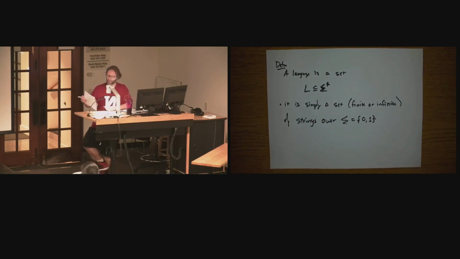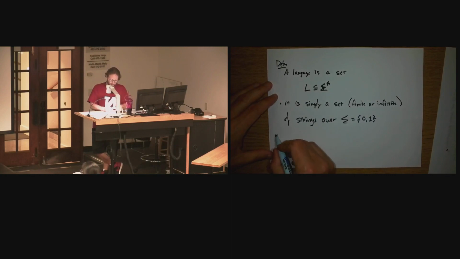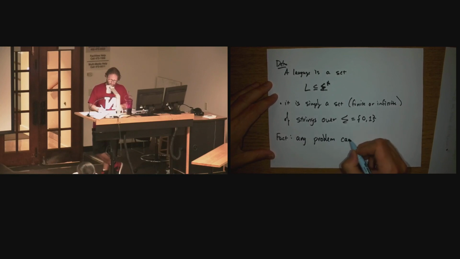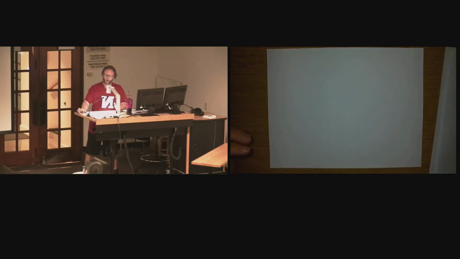Now, why does that help us with this problem right here? Turing machines decide languages. Okay? So, fact. Any problem can be encoded as a language. Right? Any problem. It doesn't matter what the problem is. It doesn't matter that the problem is about graphs. It doesn't matter that the problem is about numbers. It doesn't matter that the problem is about some geological survey data that you want to process. It doesn't matter if it's part of weather data that you're trying to find data anomalies in, like you did in the first part of this class. Right? I'm going to show you how.